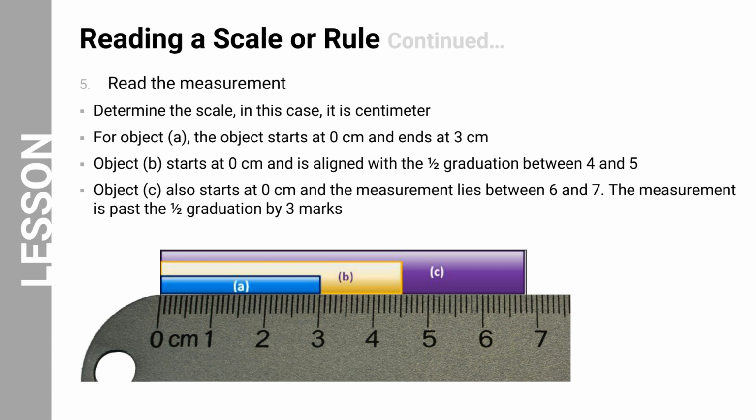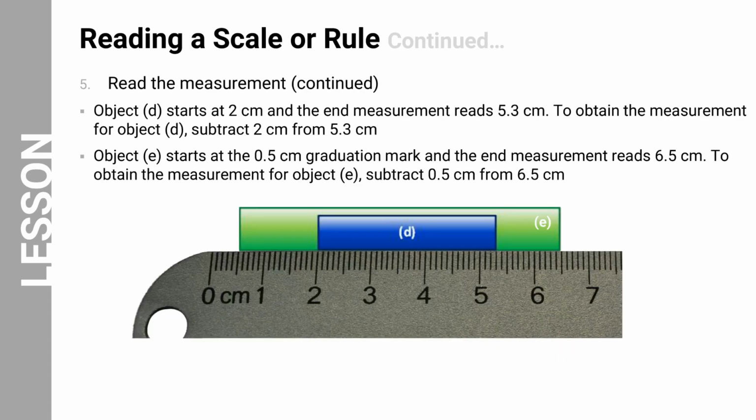Object B starts at 0 centimeters and is aligned with the half graduation between 4 and 5. Therefore, object B measures 4.5 cm or 4.5 centimeters. Object C also starts at 0 centimeters and the measurement lies between 6 and 7. The measurement is past the half graduation by 3 marks. Therefore, object C measures 6.8 centimeters.